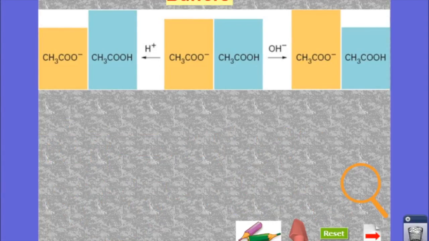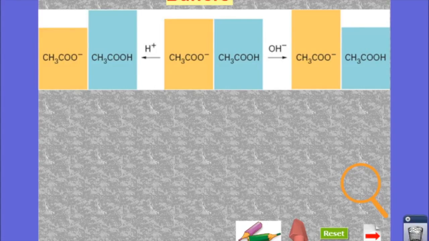All right, so this is the second part of that section, a buffer. A buffer is a solution that resists a change in pH. Even if there is a change, it will be a very, very small change in that pH. Okay? I'm going to show you exactly how a buffer works.